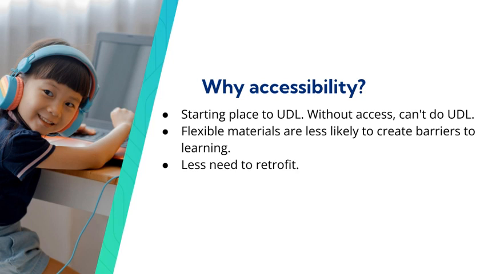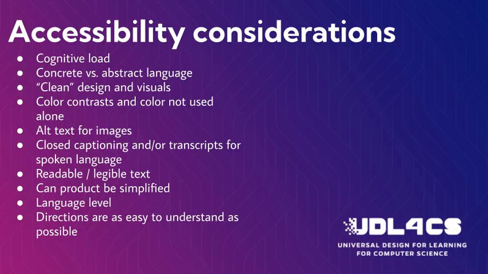When materials are flexible, they are less likely to create barriers to learning. Also, like we saw in the blueberry muffin analogy, it is most efficient to think about accessibility when you are designing instead of having to consider it later on. I have a bunch of accessibility considerations on this slide. I'm not going to go through every one of them, but I'll talk about a few.